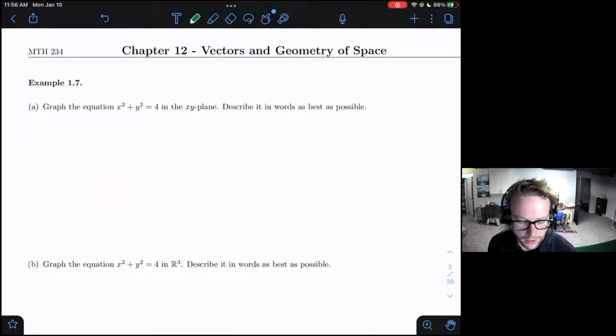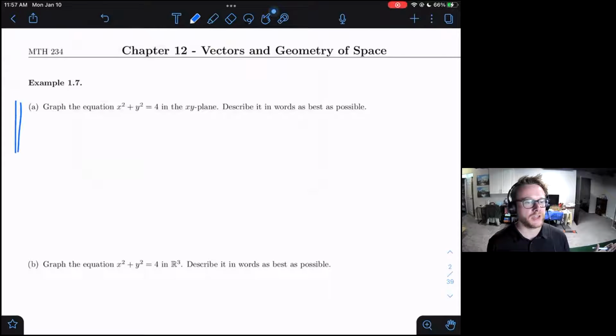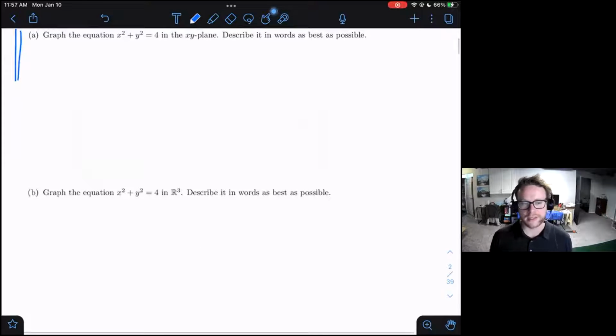Okay, so let's go ahead and move on here. Same sort of game, more complicated. Instead of just a classic y equals 1, now I have x squared plus y squared equals 4. Let's first do this in the xy plane, describe it in words as best as possible. Then we're going to upgrade and see what this looks like in R3.